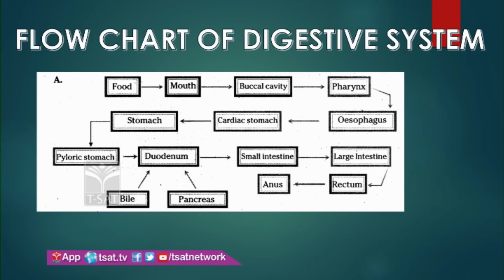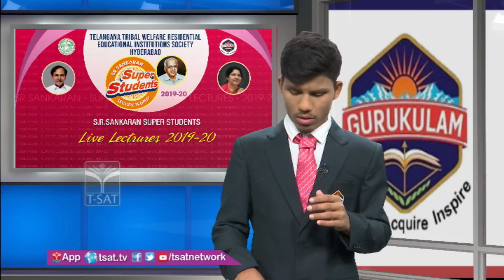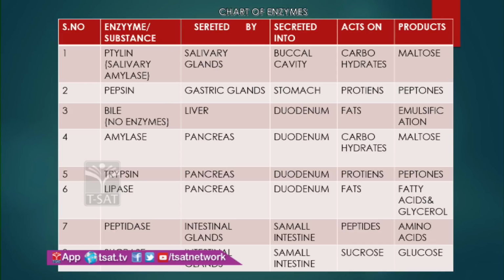Now let us try to understand with the help of a chart. Here this is a flow chart of the human digestive system including enzymes. So here the first one is pepsin. It acts on proteins to convert them into peptones, and amylase acts on carbohydrates to convert them into glucose. Bile juice doesn't contain any enzymes. This acts on fats to convert them into fatty globules, and this process is called emulsification.